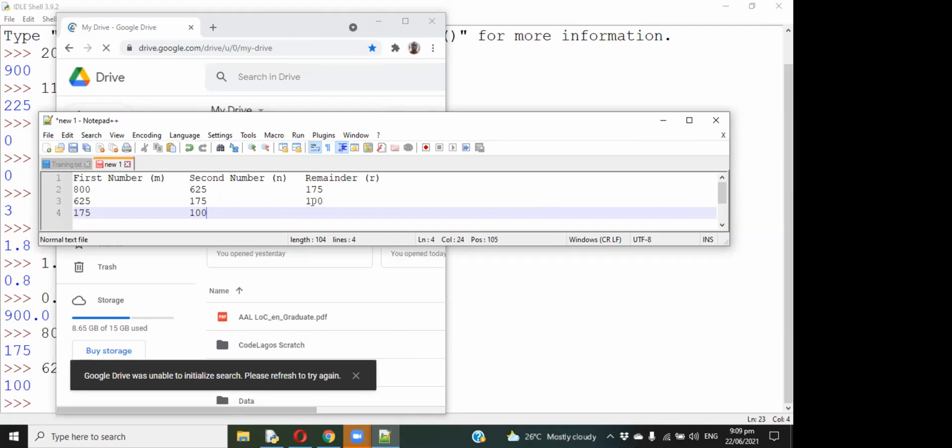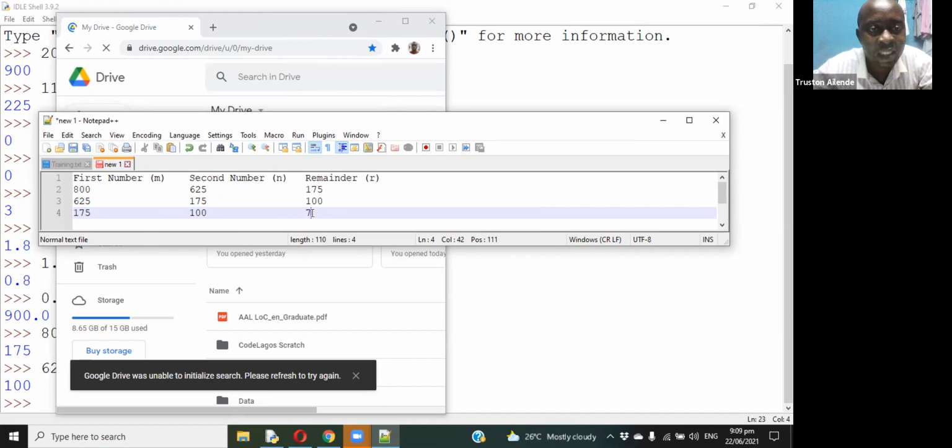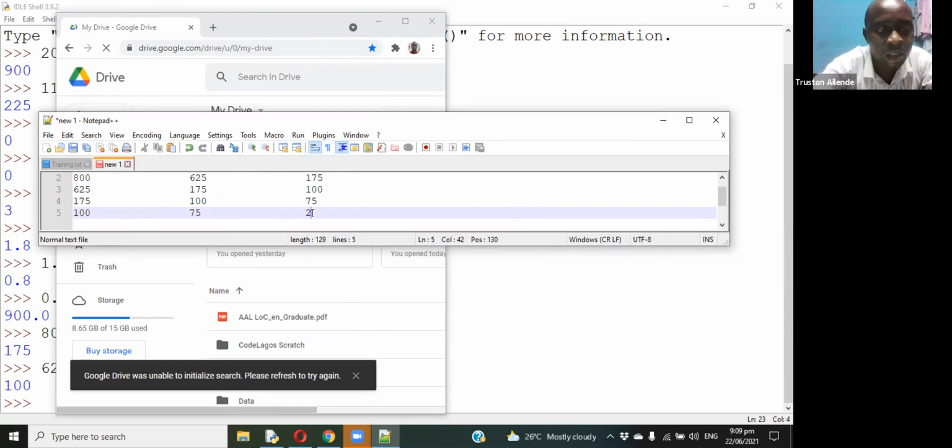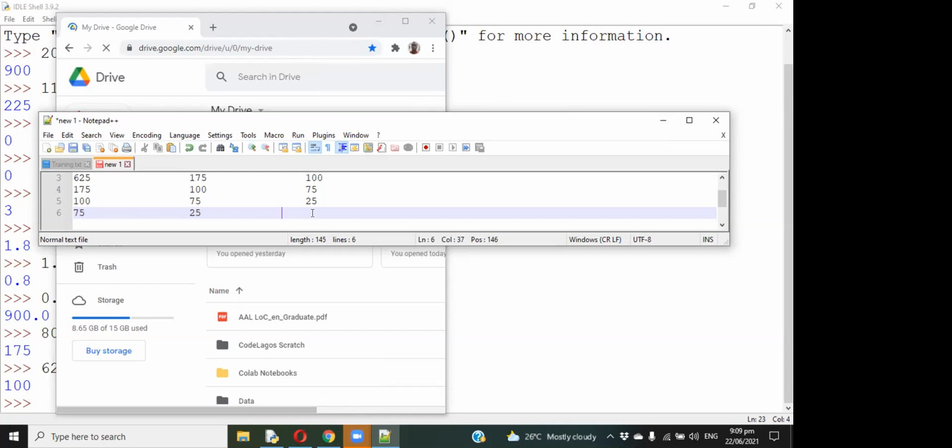Are you sure? Have you done it already? I'm sure, now it's obvious. Okay, 100, 75. 75 modulus 25, it's obvious that is what? 0. So, 0.